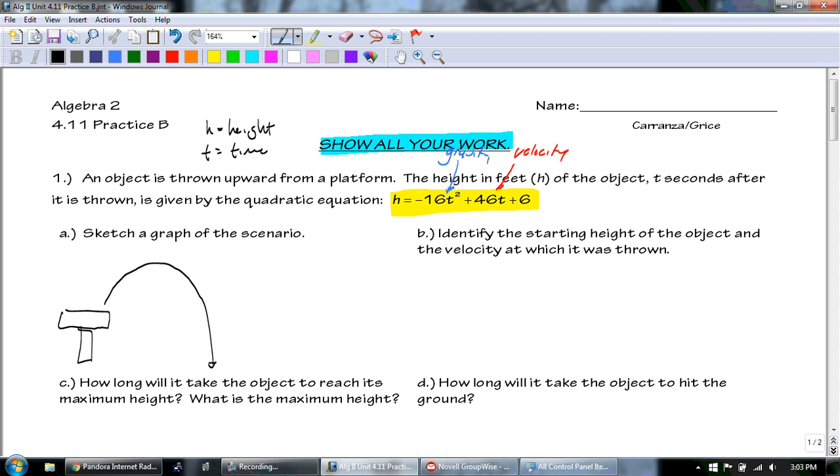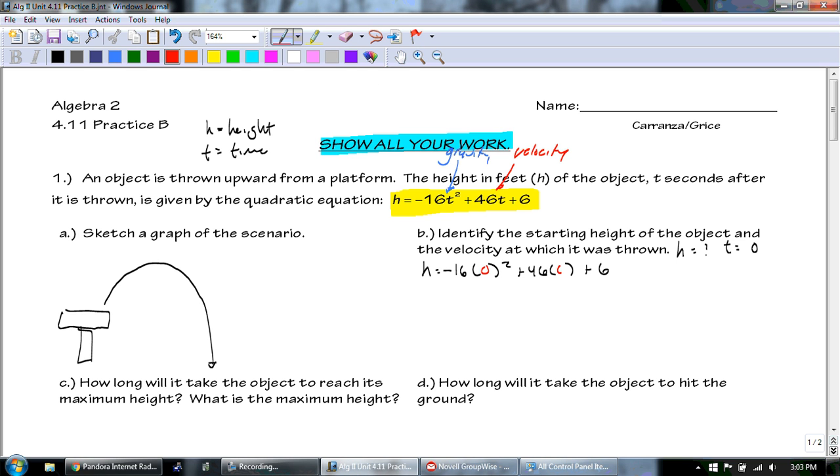We have to identify the starting height of the object. So the starting height, I don't know, but the time I do. Okay, I'm actually going to change where I put this. I'm going to put it right here. That h is, I don't know, but the t is 0. Okay, so I can take my original equation, plug in 0 for t to get our starting height.